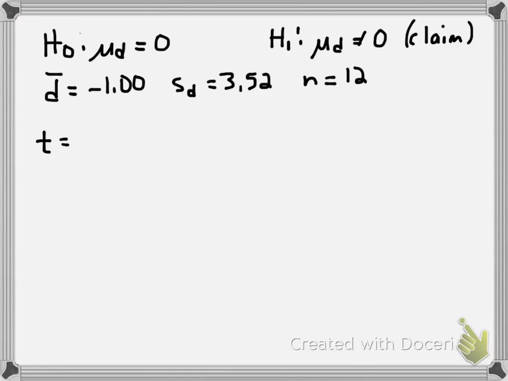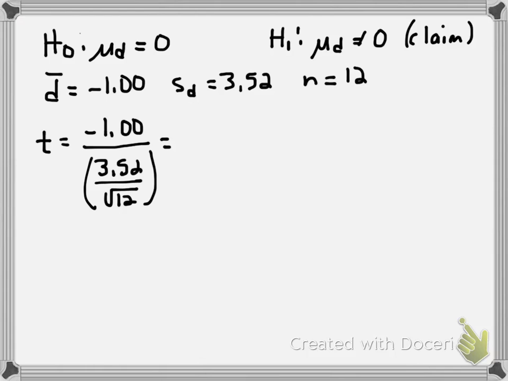t is equal to negative 1.00 divided by 3.52 divided by the square root of 12. Work that out, round to 3 decimal places, and you should end up with negative 0.984. You can also use t-test on your calculator, and you would also find that way that t is equal to negative 0.984.